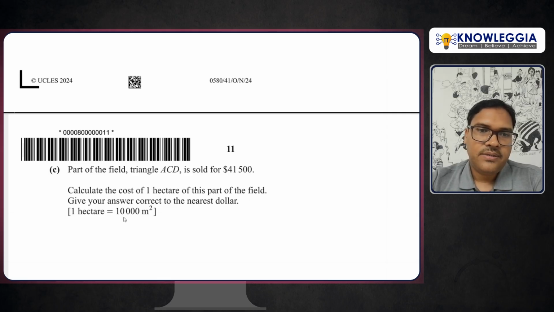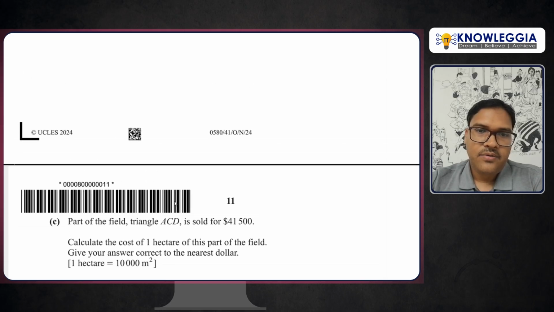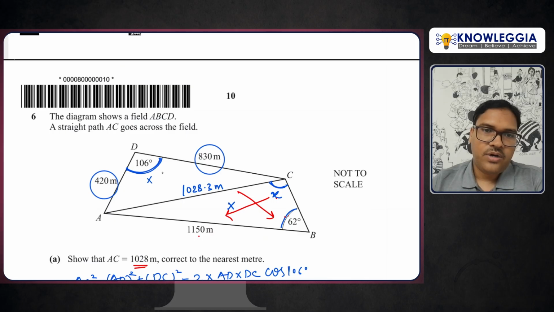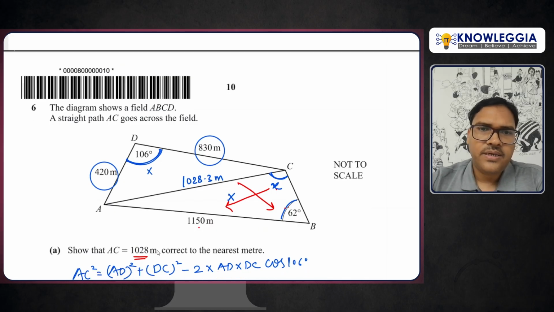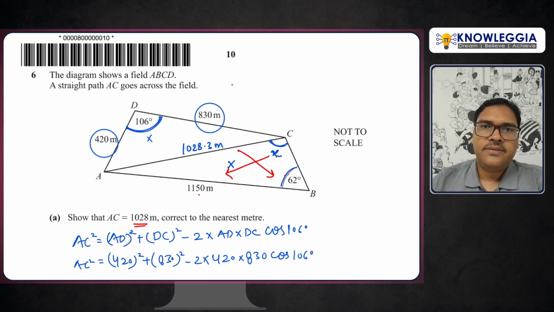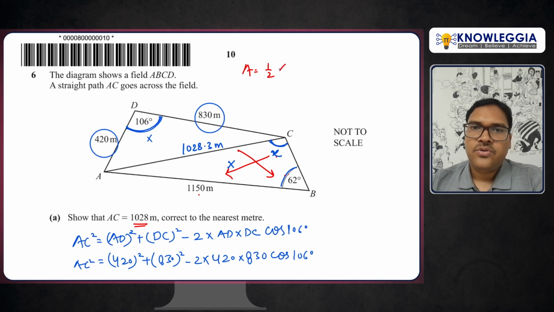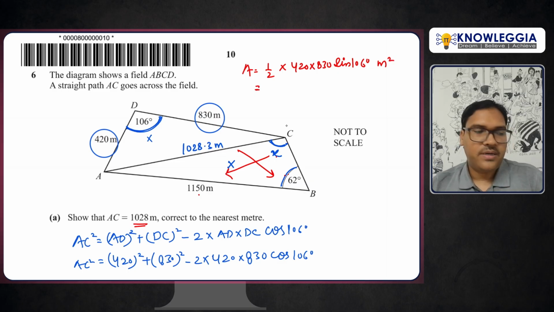So you can see 1 hectare is 10,000 square meters. And what is the area of this? You can easily calculate the area of triangle ADC. This is equal to half. We know the area of a triangle is half times two sides and the sine of the angle between them. So that is half into 420 into 830 into sine 106 degrees, in square meters. So let's first calculate this.